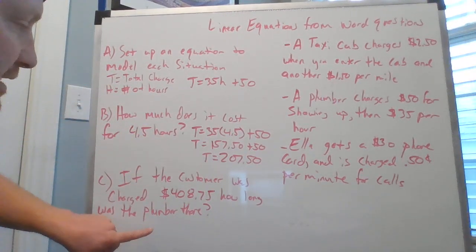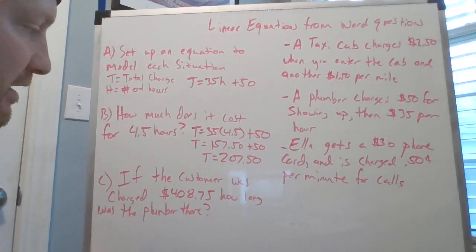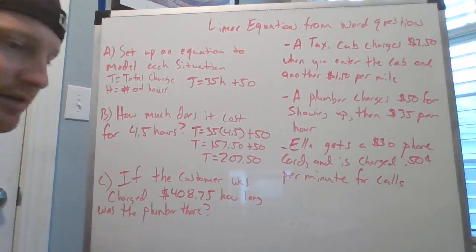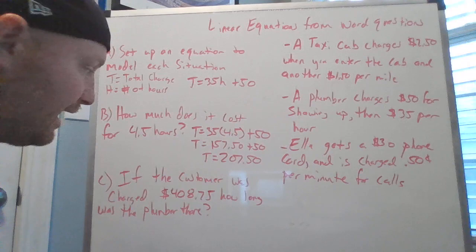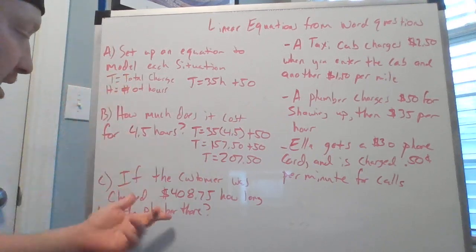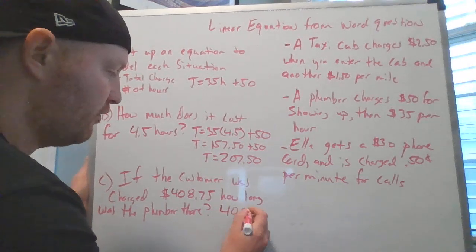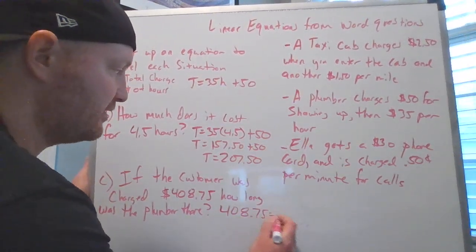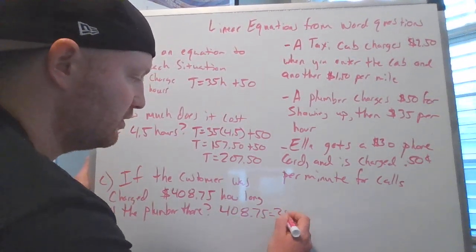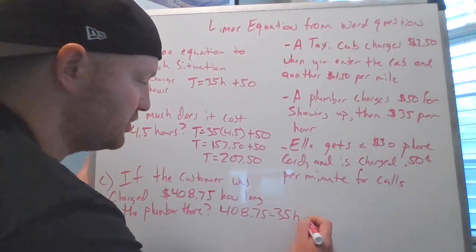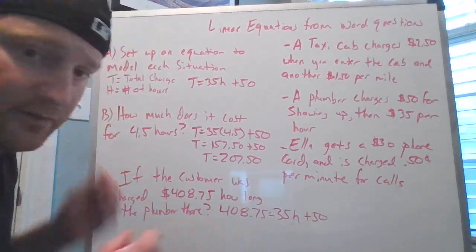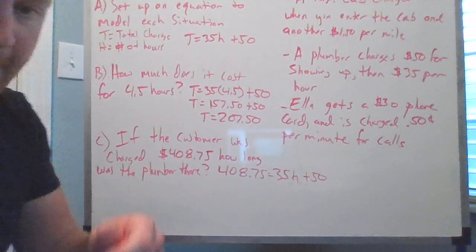And the next question says, if the customer was charged $408.75, how long was the plumber there? So again, what letter do we know? We know T. That's the total charge. So write down, replace what letter we know. 408.75 is equal to 35H plus 50. We can all see this, I'm hoping.